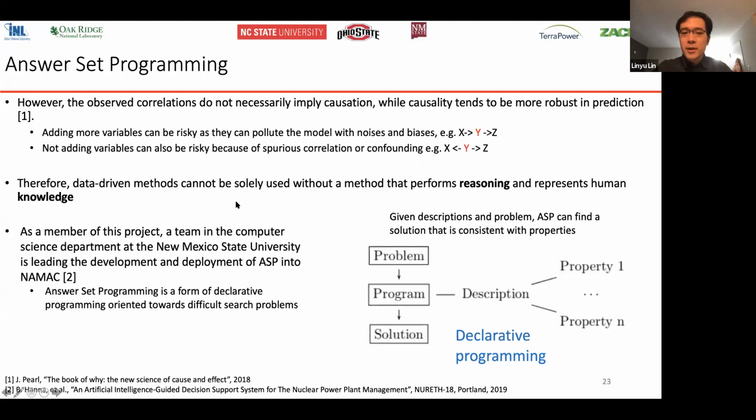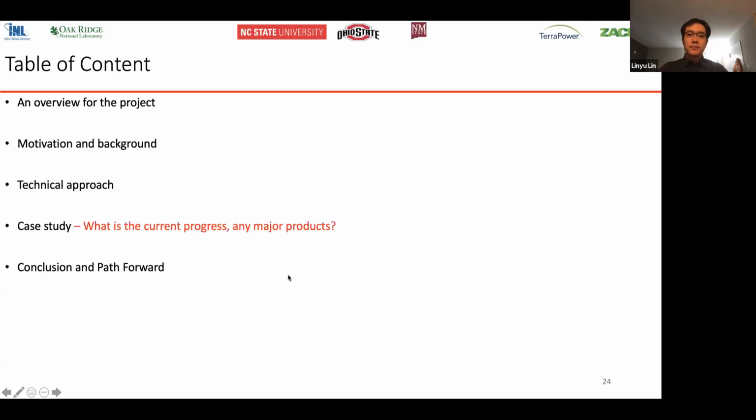Therefore, the data-driven model cannot be used solely without a method that performs reasoning and represents our human knowledge in causalities. So another member of this project, a team at the Computer Science Department, New Mexico State University, is leading the development and deployment of answer set programming into NAMAC. This answer set programming is a form of declarative programming, a reasoning-based artificial intelligence engine. So that's pretty much all the technologies and methodology that we use in this project.